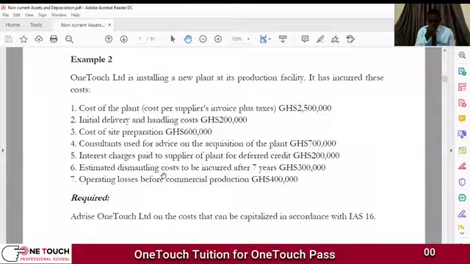Good. So let's pick some examples and see how we will go about it. Quickly, let's read through our question.